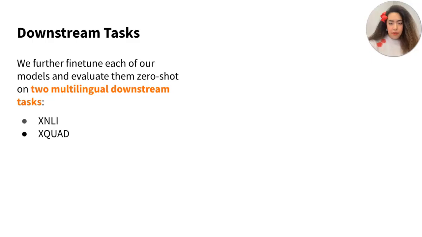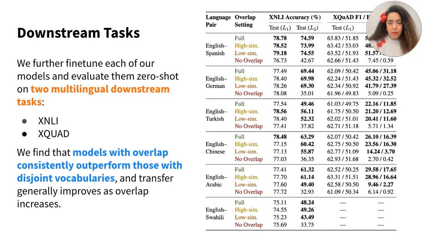We further fine-tune and evaluate our models on 2 multilingual downstream tasks, namely natural language inference and question answering, in a standard zero-shot transfer setup. We find that models with overlap of any kind consistently outperform those with disjoint vocabularies, and transfer generally improves as overlap increases.